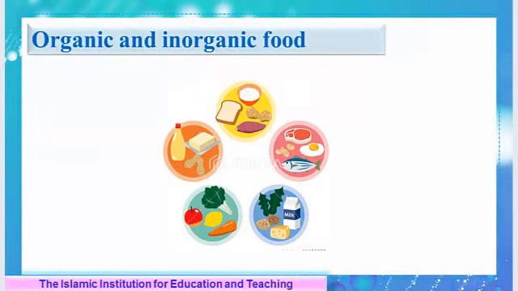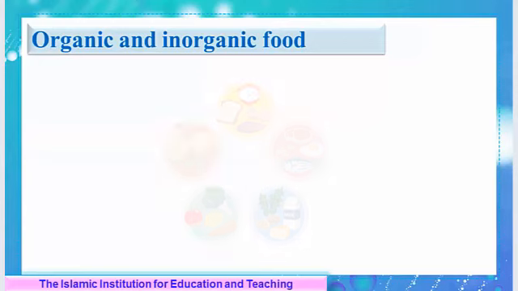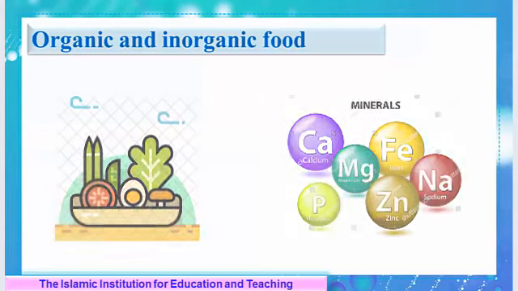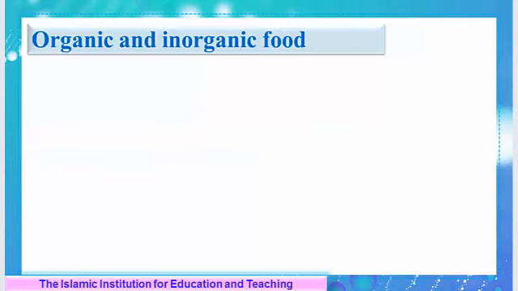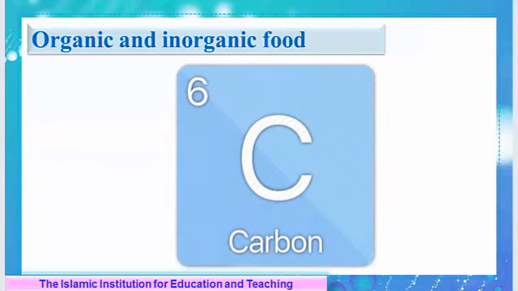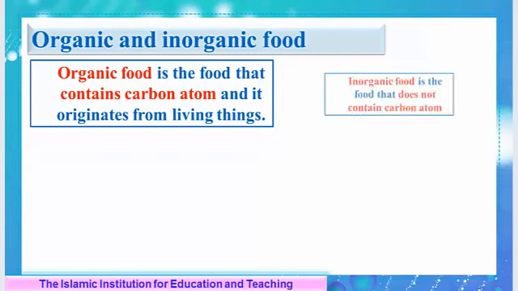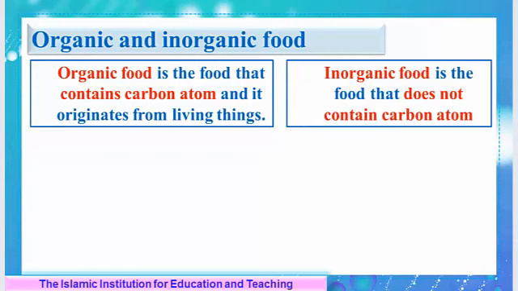The 5 constituents of food that we have seen can be classified into 2 main groups of food, organic and inorganic food, and that's according to the presence of carbon element. Organic food is the food that contains carbon atom, and it originates from living things like plants and animals. While inorganic food is the food that doesn't contain carbon atom.